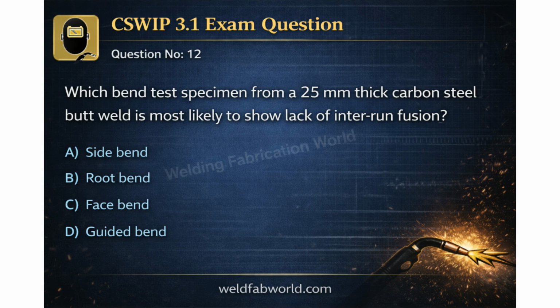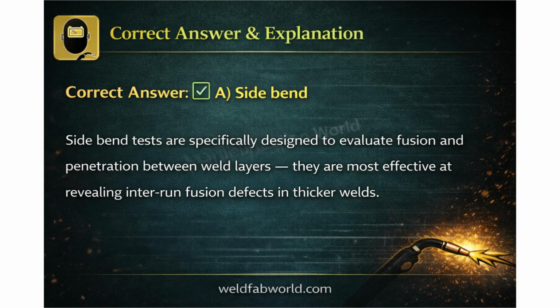Question 12. Which bend test specimen from a 25 mm thick carbon steel butt weld is most likely to show lack of inter-run fusion? Options: A, side bend, B, root bend, C, face bend, D, guided bend. Answer: A. Side bend. Explanation: Side bend tests are specifically designed to evaluate fusion and penetration between weld layers. They are most effective at revealing inter-run fusion defects in thicker welds.